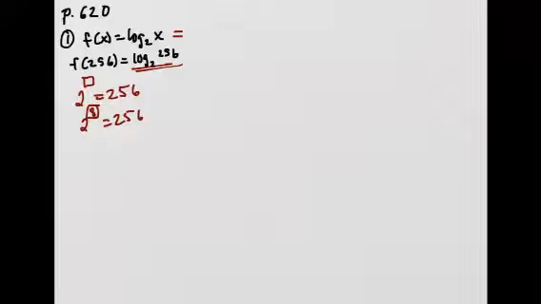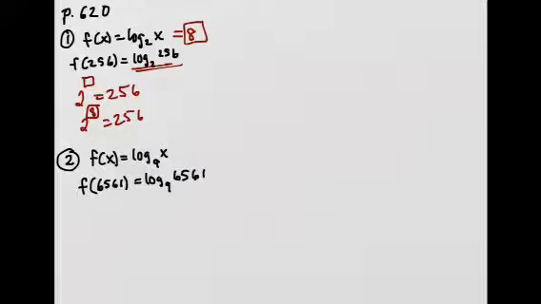Okay, so for number one, you have f of x equals log base 2 of x, and they tell you that x equals 256. So you have to evaluate this. What we're looking for, remember, is 2 to what power equals 256. That's what this means right here. So the power of 2 that gives you 256 is 8. 2 to the 8th is 256. So the answer to this is 8.